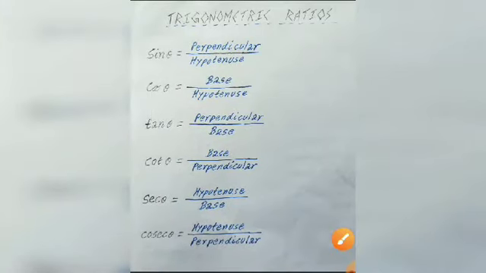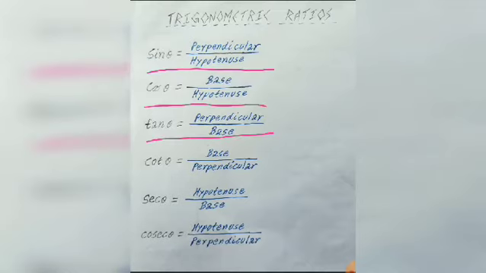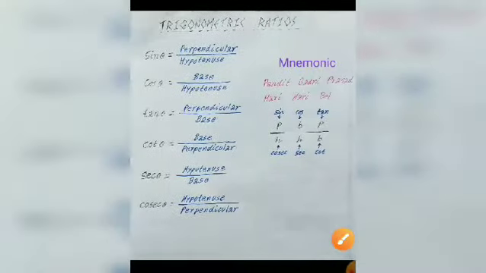Also, we formed the formulas of trigonometric ratios, that is sin theta equal to perpendicular by hypotenuse, cos theta equal to base by hypotenuse, tan theta equal to perpendicular by base, cot theta equal to base by perpendicular, sec theta equal to hypotenuse by base, cosec theta equal to hypotenuse by perpendicular. You may remember this formula with the help of mnemonic, that is Pandit Badri Prasad Harihari Bol.